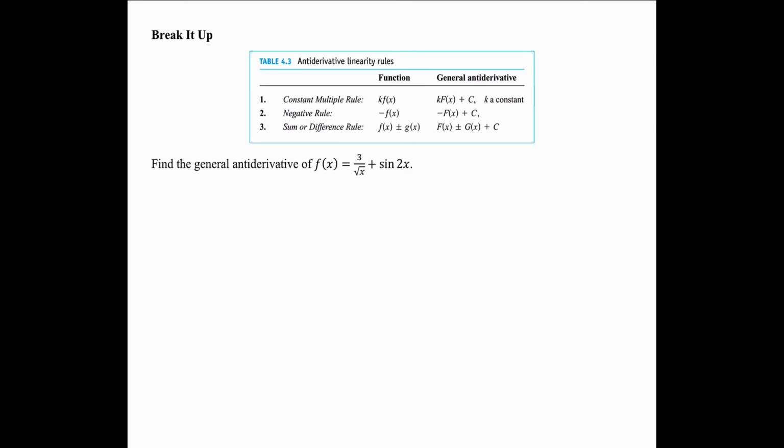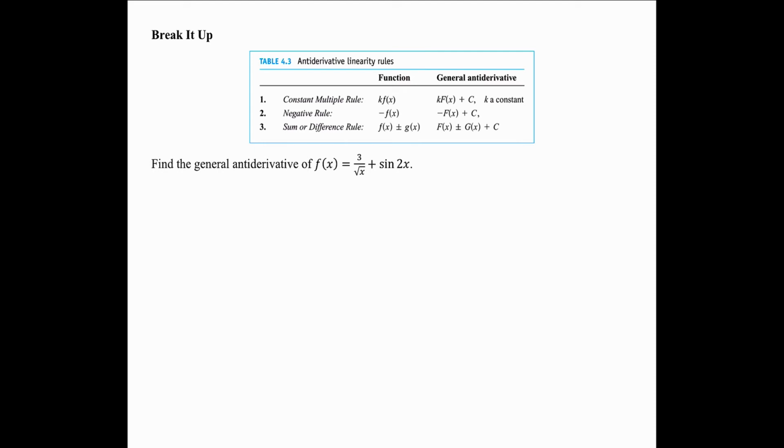Now to see some of the rules that we used with derivatives in the context of antiderivatives, let's look at the general antiderivative of the given f of x equal to 3 over the square root of x plus 2 sine of x. Well, just like we talked about earlier, you take the antiderivative one piece at a time. But we also have the negative rule, which is very much related to the constant rule. So what we have here is actually 3 different parts.